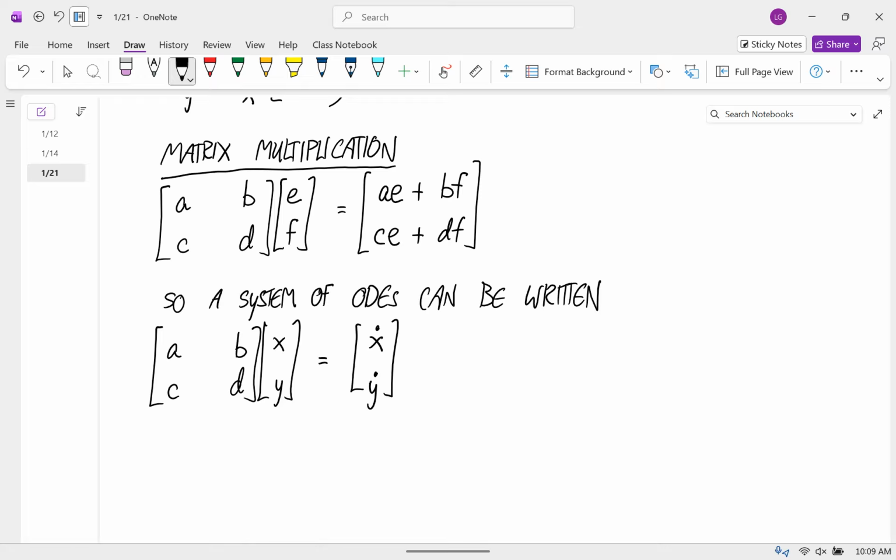And so is this coupled or uncoupled? Well, it depends what A, B, C, and D are. Notice this is equivalent to, you can think of this as x dot is equal to ax plus by, and y dot is equal to cx plus dy.